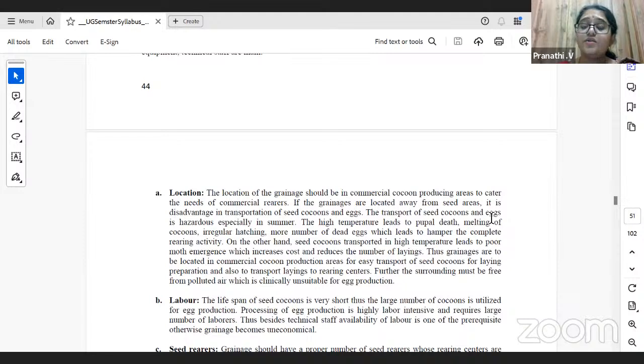If seed cocoons are transported in high temperature, this leads to poor moth emergence. So you have an increase in cost and a reduced number of layings. All of this is to be avoided, and you should not transport them during the peak heat of the day. You either transport them early morning or late in the evenings, whenever there is an absence of high temperature. Further, the surroundings should be pollution free because, again, egg production is hampered.